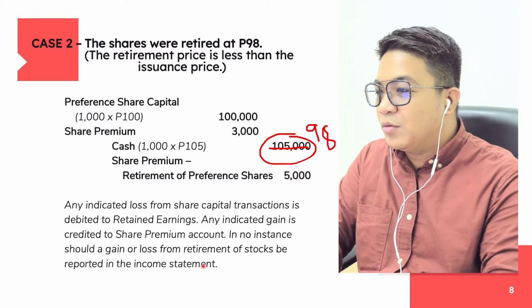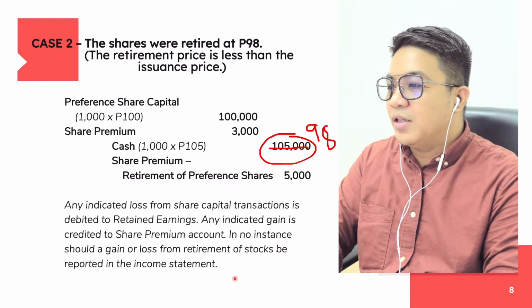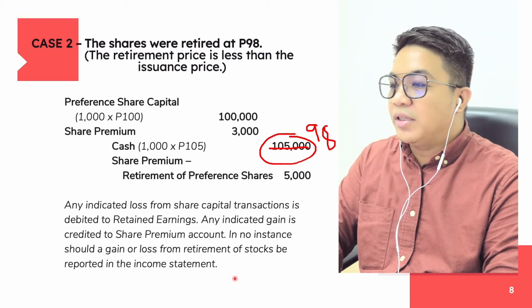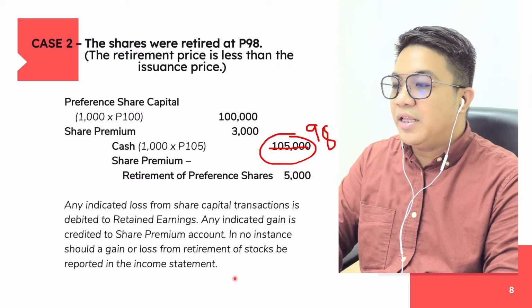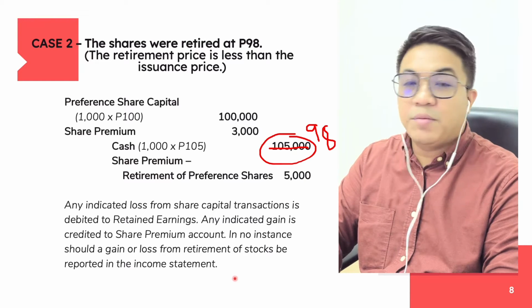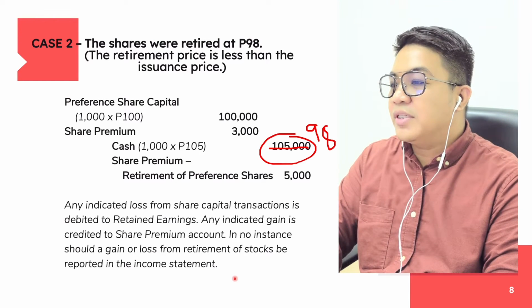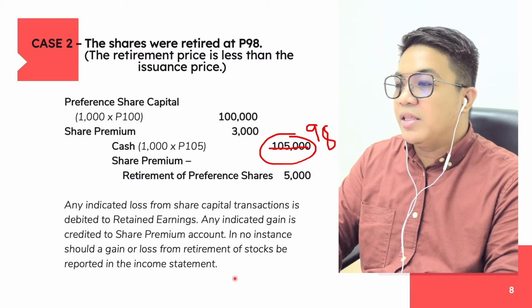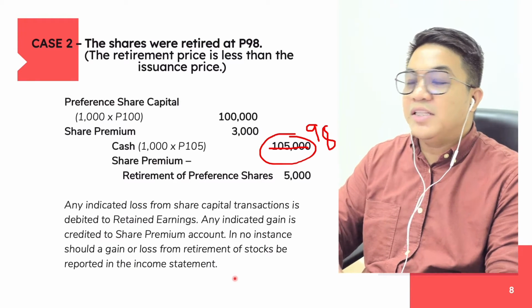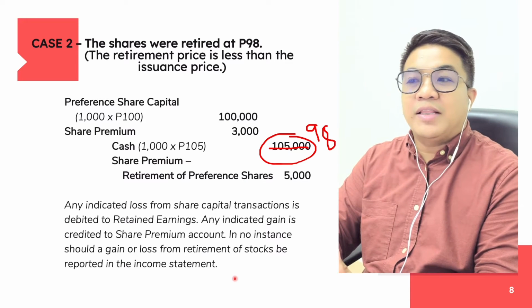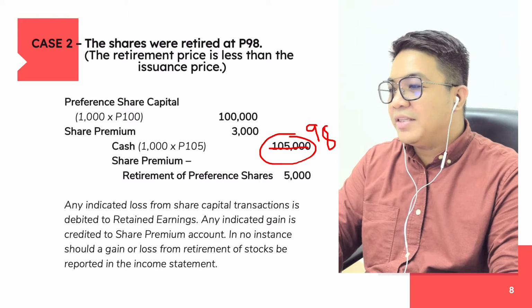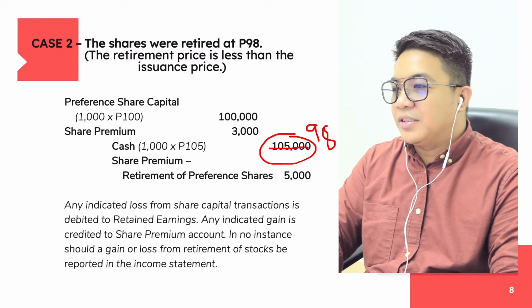So, sabi dito sa notes natin, any indicated loss from share capital transactions is debited to retained earnings. Any indicated gain is credited to share premium account. In no instance should a gain or loss from retirement be reported in the income statement. Ibig sabihin guys, hindi siya kasama sa income statement natin na report. Alright? So I think that's it for this case number 2.